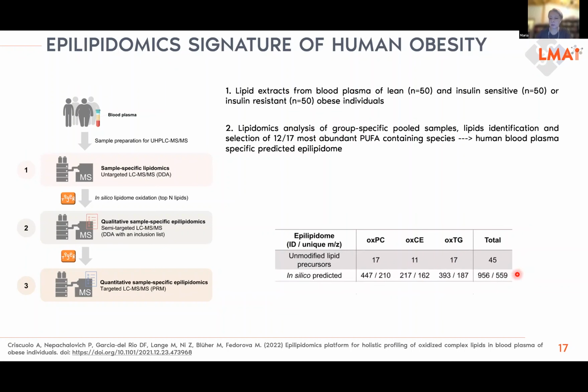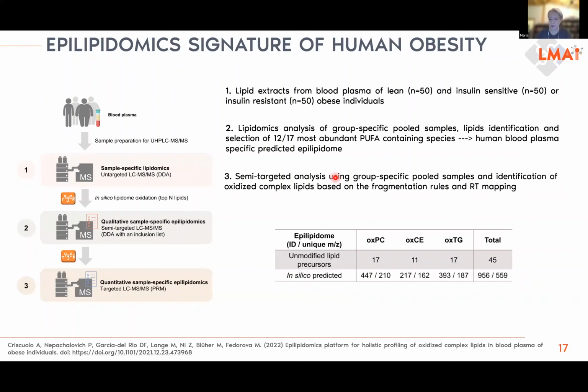So you can see here that the prediction was quite huge. We have around 1,000 possible oxidized species formed from those 45 unoxidized ones. So we used those 1,000 lipids, or m/z values, for semi-targeted analysis. We used it as an inclusion list for the data-dependent acquisition, and then went through all the identification and validation steps which I described to you. With this approach, we could identify a third of those lipids which we predicted to be present in those biological samples.